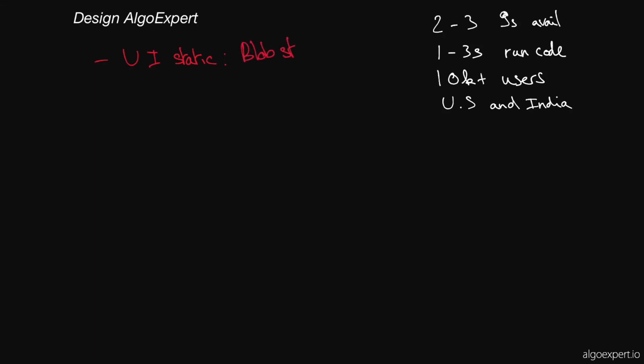Blob store. And here I'll put GCS for Google Cloud Storage, which is a blob store that I'm familiar with, or Amazon S3. And since we said that we really care about US customers, North America customers, as well as India customers, what I'm thinking is we might want to use a CDN for the static content to actually serve the static content, because the homepage is important, right?